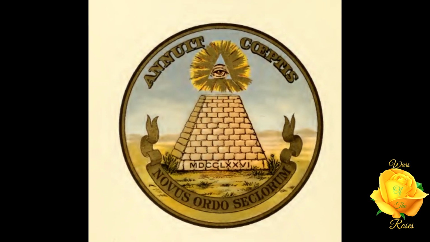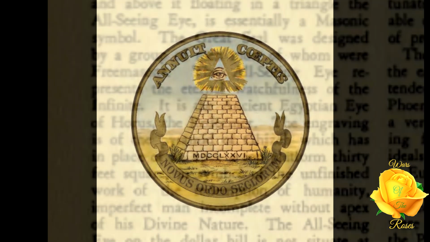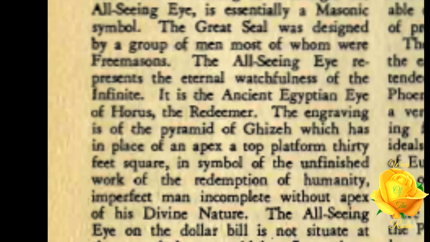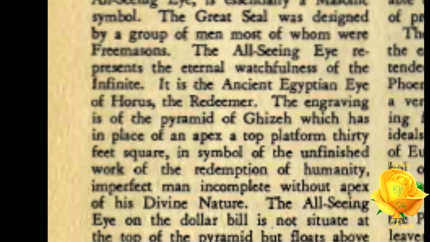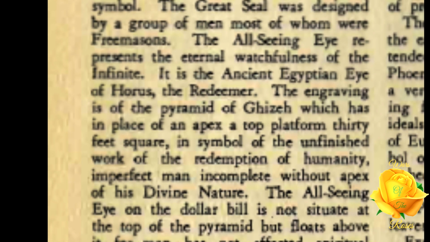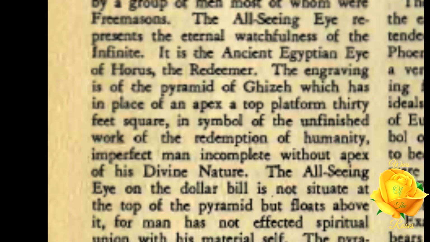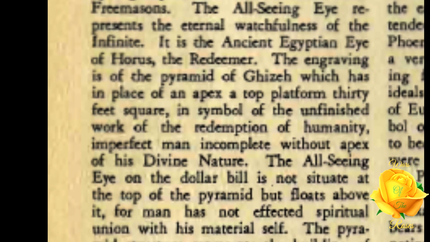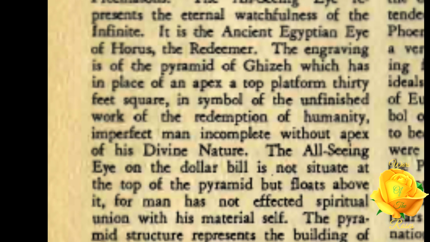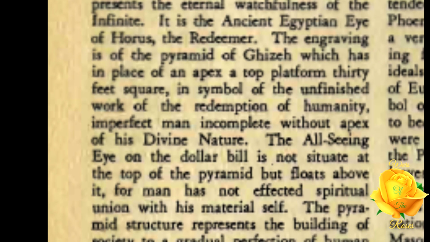The pyramid with its apex wanting, and above it, floating in a triangle, the all-seeing eye, is essentially a Masonic symbol. The Great Seal was designed by a group of men, most of whom were Freemasons. The all-seeing eye represents the eternal watchfulness of the infinite. It is the ancient Egyptian Eye of Horus, the Redeemer.